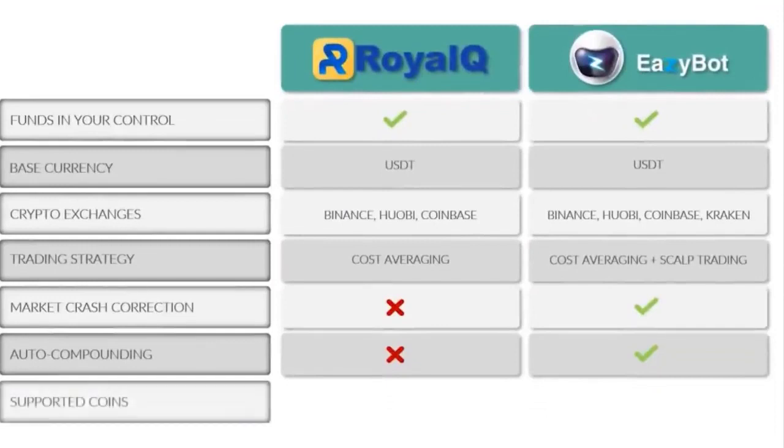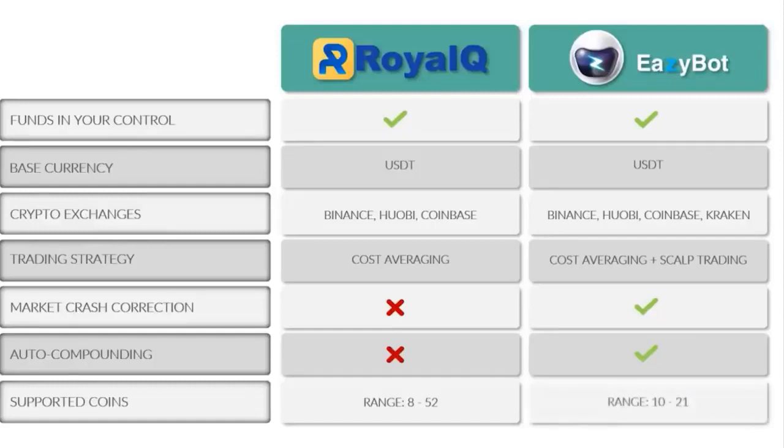Next, let's compare the amount of crypto coins that's currently supported. The Royalq crypto trading bot has a range from 8 to 52, and that range is dependent on which crypto exchange you're using. So Coinbase Pro currently supports 8 tokens, whereas Binance supports 52 on the high end, and Huobi's in the middle with 49. Easybot does not currently support as many coins. It has a range from 10 to 21, but they're more carefully hand-picked and selected for stability, the volatility and overall predictability of those particular coins, and also what's called ADR, the average daily range that they tend to move within, so that people can get more predictable results.